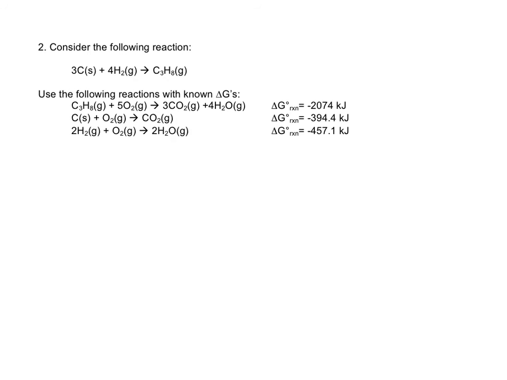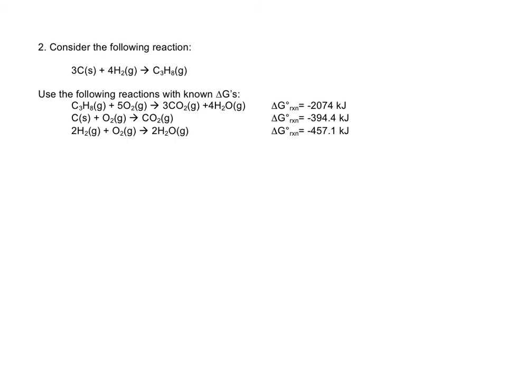All right, the last kind of problem we're going to do here is very similar to a Hess's law problem, except now we're doing it with delta G's instead of delta H's. So what you want to do is get all of these three equations lined up so that you can add them together and get the equation that we have up here: 3C plus 4H2 goes to C3H8.